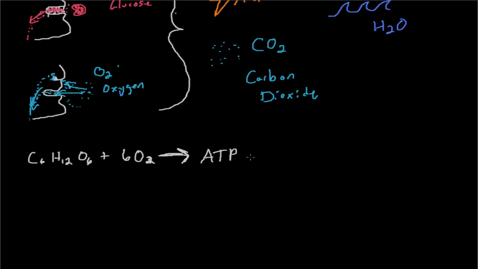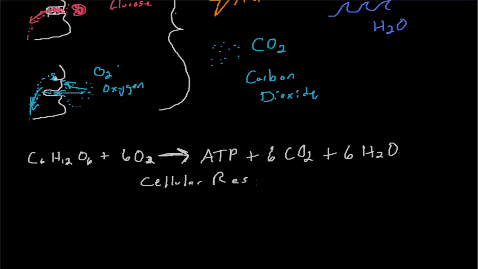ATP plus 6 CO2s plus 6 H2Os. Okay? This is cellular respiration. You end up with energy, carbon dioxide, and water. You take in glucose and oxygen.